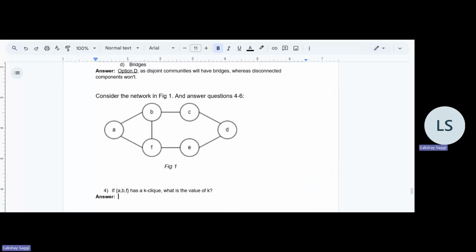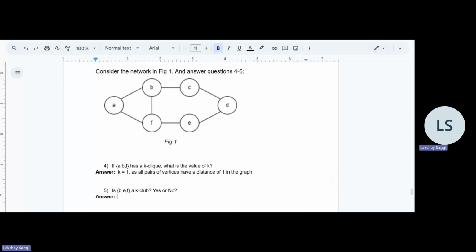So what's the value of K? Here K equals 1, as all pairs of vertices have a distance of 1 in the graph. So yeah, simple question.